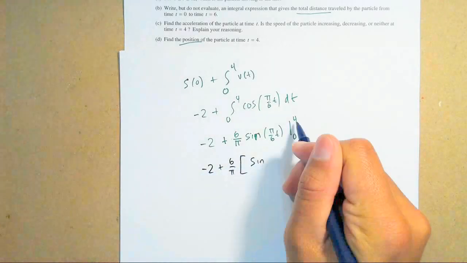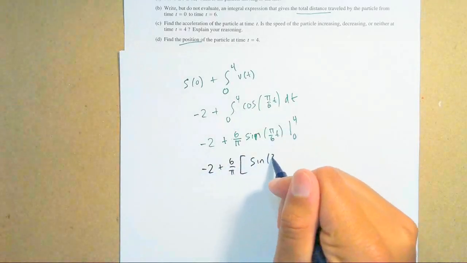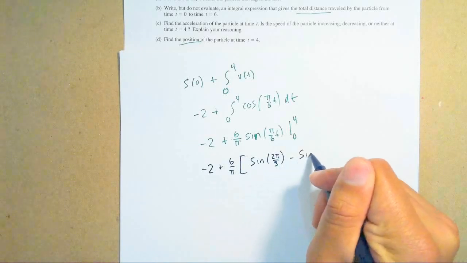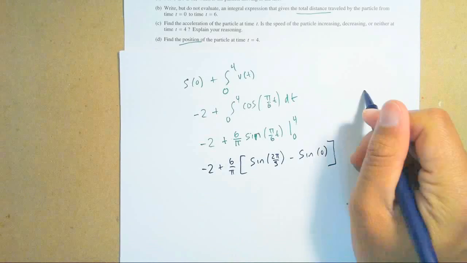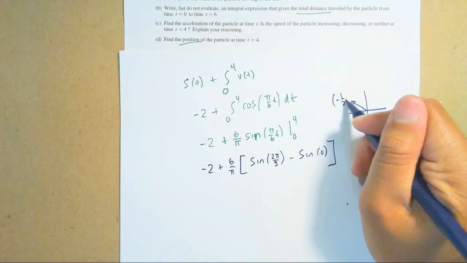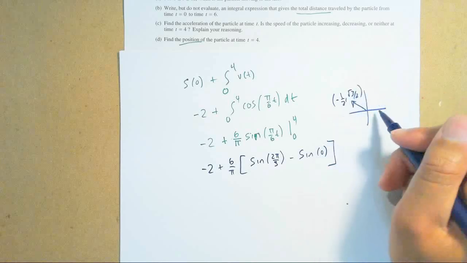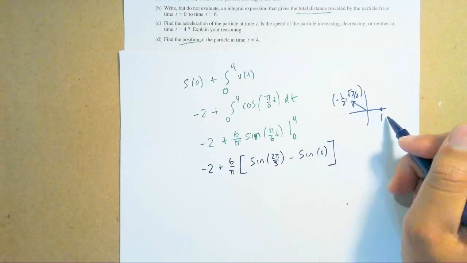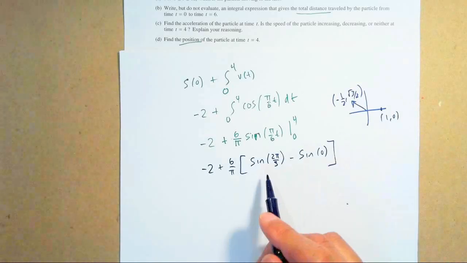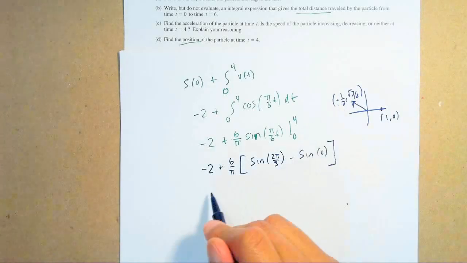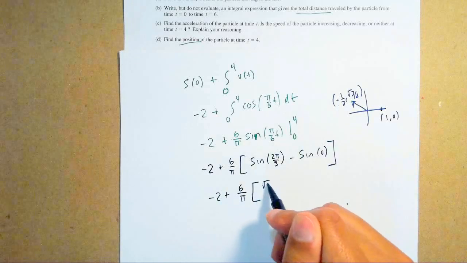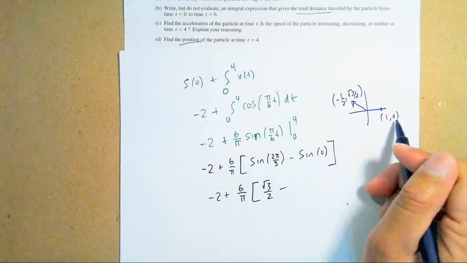Sine of, when I plug in 4, I'm going to get the same exact thing I've been working with before, 2 pi over 3, minus sine of 0. Well, remember, 2 pi over 3, the coordinate of that was negative 1/2, comma, radical 3 over 2. And at 0, it's 1, comma, 0. So sine is y, and cosine is x. So we're dealing with sine. So this is going to be negative 2 plus 6 over pi, radical 3 over 2, minus sine of 0, which is y, which is 0.